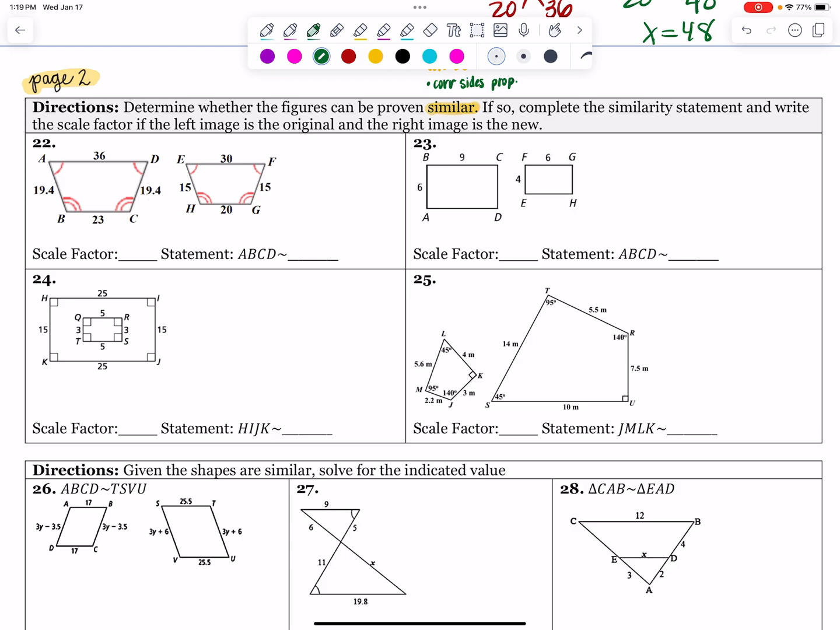It says, if so, complete the similarity statement and write the scale factor if the left image is the original and the right image is the new. So let's write that out. That just means that this one's the new one, this one's the old one. So when we write a scale factor, we have to go new over old.